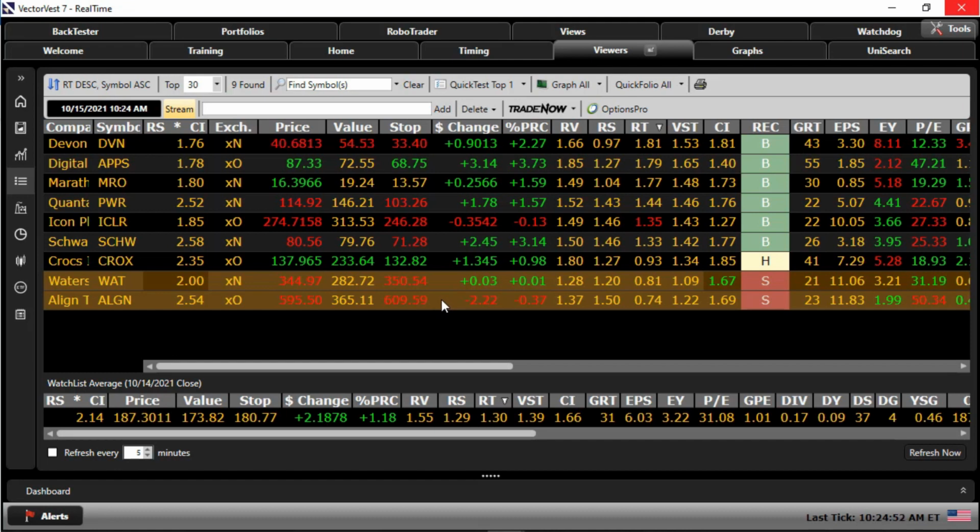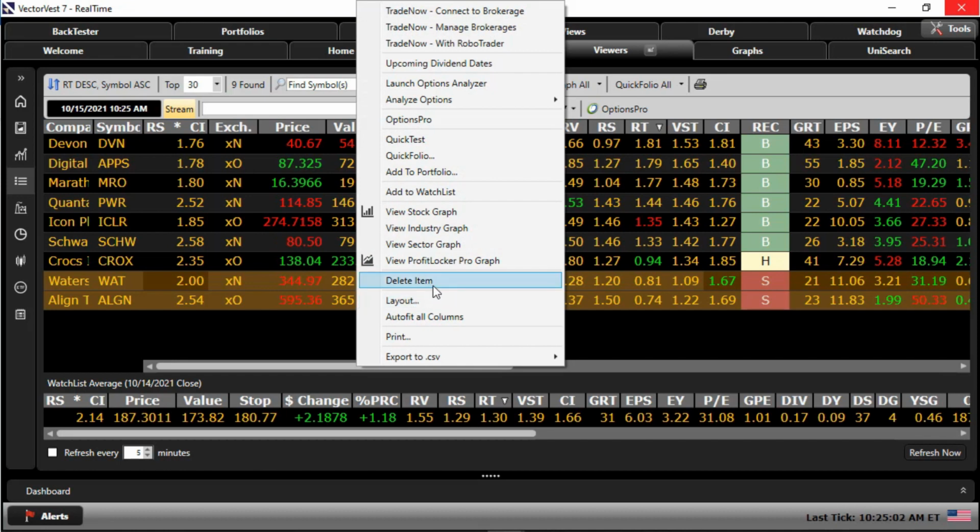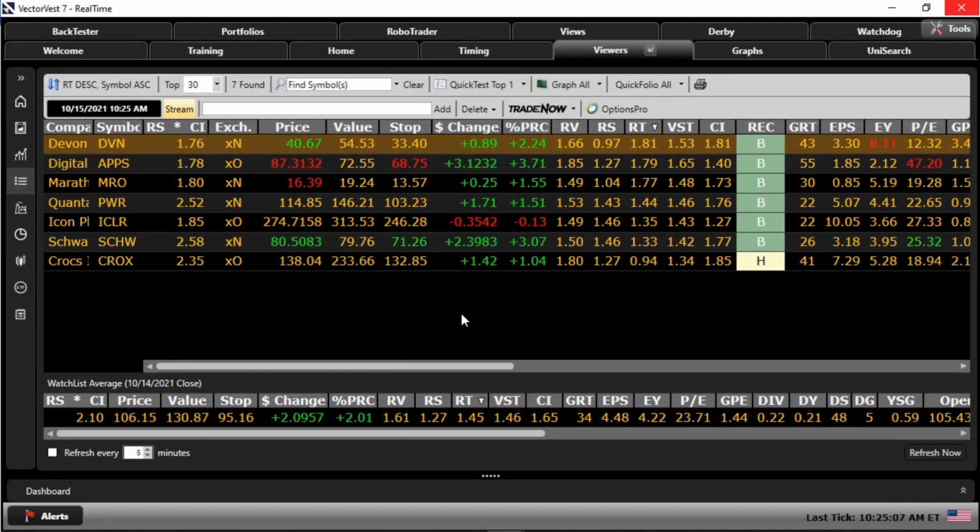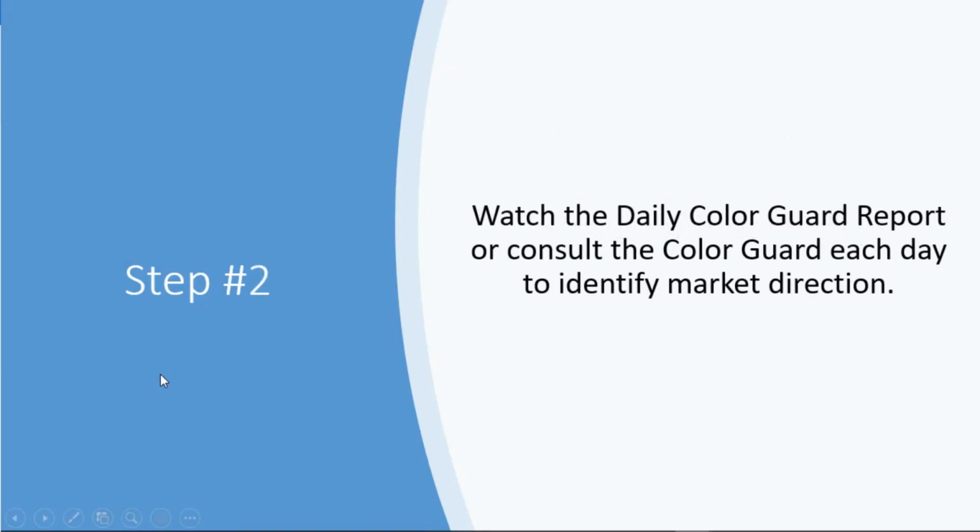Now, you could have sold these stocks earlier, but if you didn't and you hold on to a stock that has a sell rating, you want to consider exiting that position. So I'm going to right click on both of those and simulate closing the positions and removing them from our portfolio. So now what do we do? Well, we have buying power left, so the question becomes, should I replace those two stocks or not? And that brings us to step number 2.